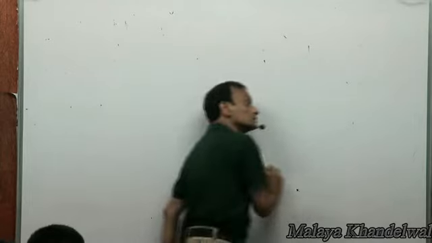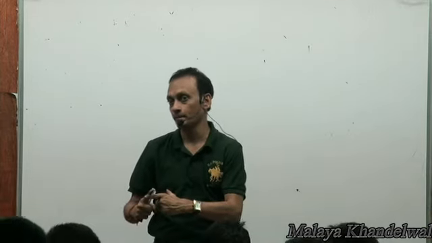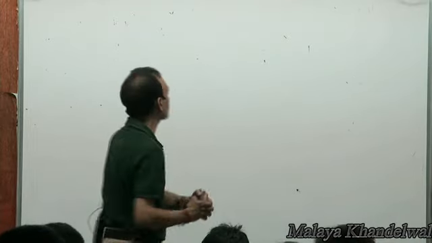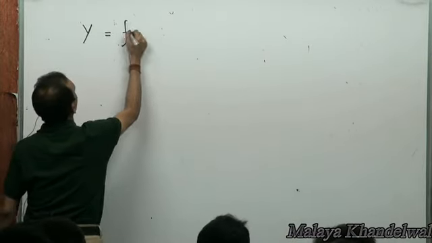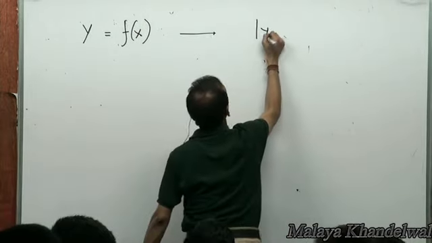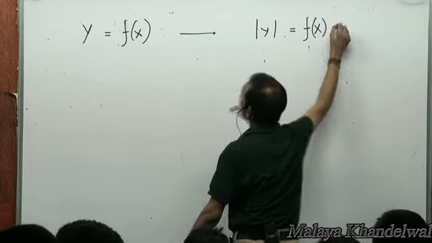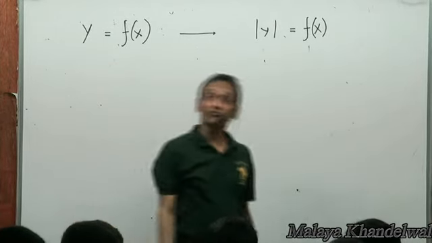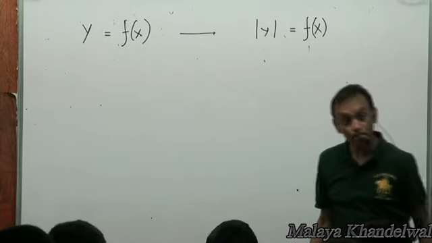Now, another transformation. So we've learned two transformations already, from y equal to fx to y equal to mod of fx, and y equal to fx to y equal to f mod x. Now the transformation that I'm going to teach you is, given y equal to fx, I want to draw the graph of mod y equal to fx. From y equal to fx, I want to be able to move to mod y equal to fx.